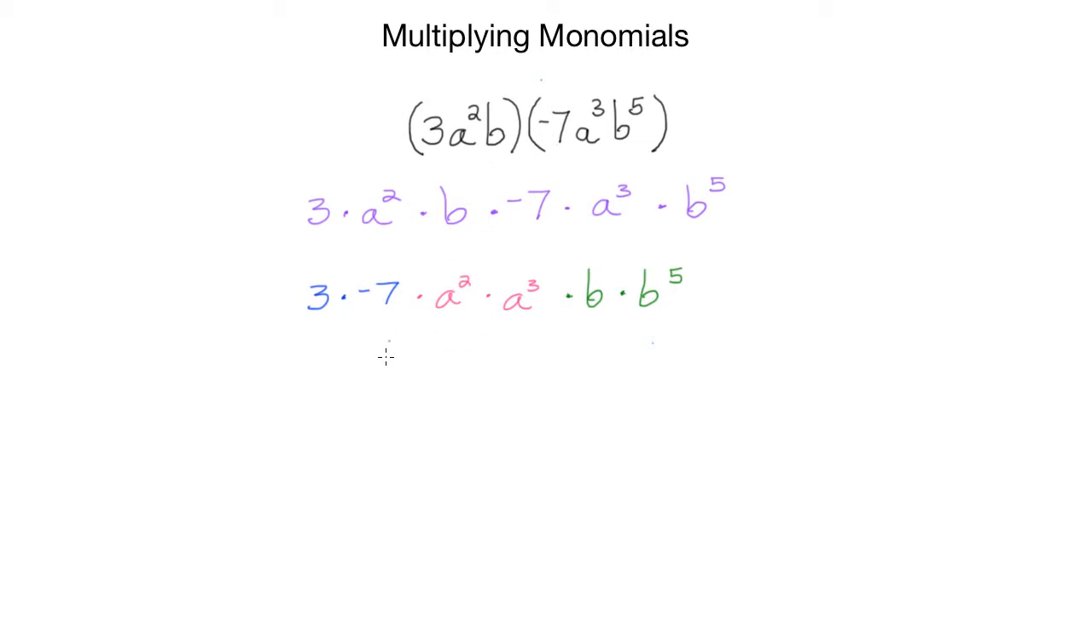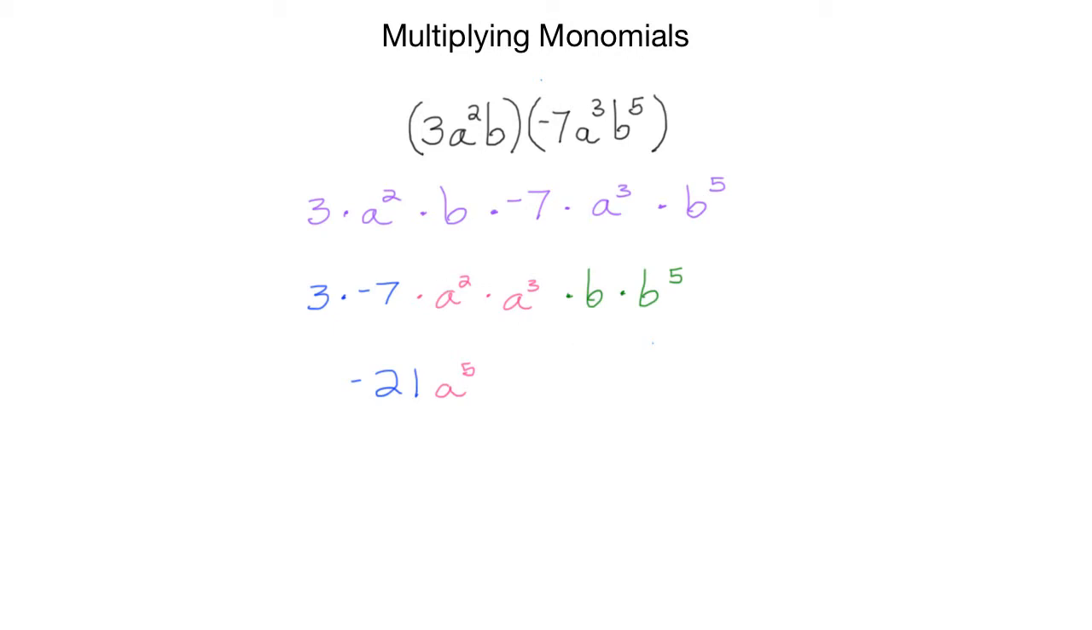3 times negative 7, that's pretty easy, that's negative 21. Next up we have a squared times a to the third. Well, a squared is 2 a's multiplied by a to the third power, that's 3 a's. All together that's 5 a's being multiplied. If I remember my exponent properties, we just add the exponents together. 2 plus 3 is going to be 5, so there's a to the fifth power.